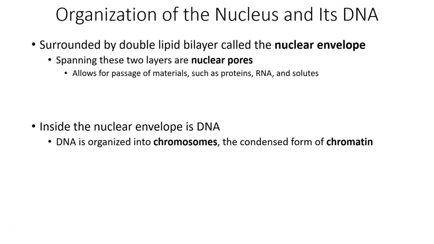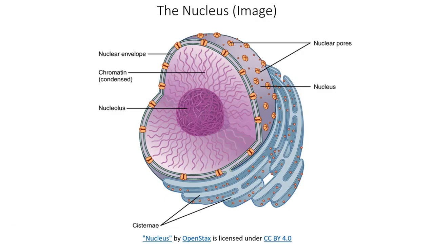Inside of that nuclear envelope is the DNA. DNA is organized into chromosomes. Chromosomes do only exist during cellular replication. We'll talk more about that in another video. Chromosomes, though, are the condensed form of something called chromatin. Alright, so chromatin is how DNA normally exists when the cell is not going through mitosis.